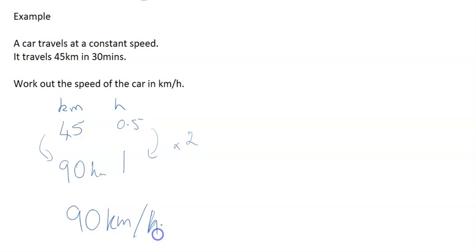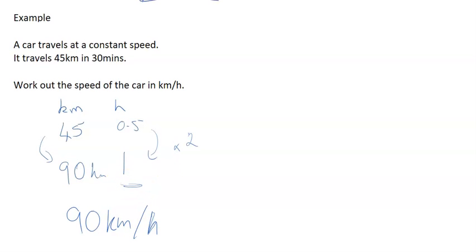In this way, it's actually very similar to the unitary method, where you get that 1 per hour every time you need to get to that 1 hour. So if, for example, we were looking at 3 hours or 4 hours or 5 hours, we would need to divide down always to get back to that 1.